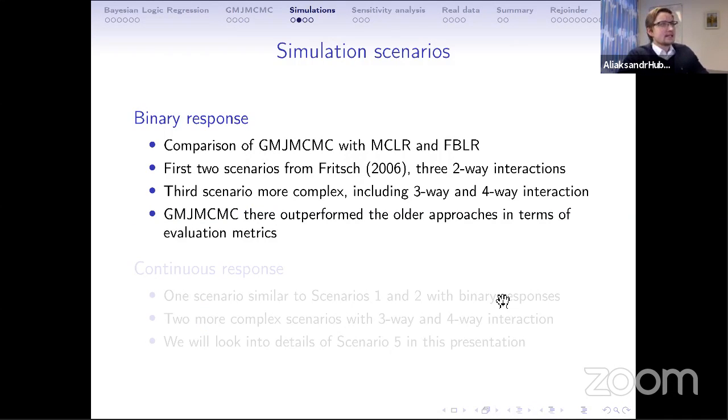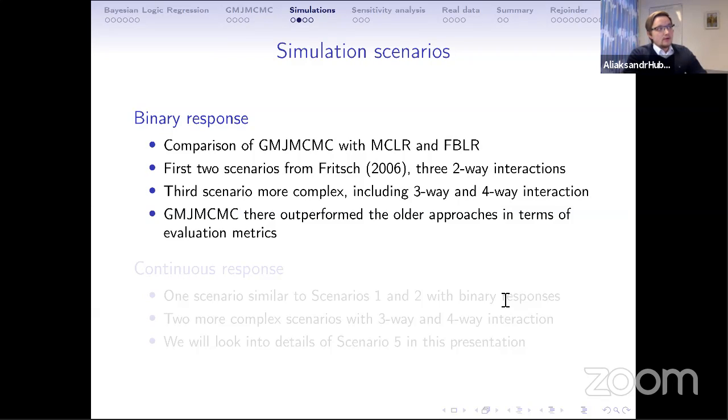We considered 6 simulation scenarios, 3 with Bernoulli responses and 3 with Gaussian responses. And for the Bernoulli responses, we could compare the approach with MCLR and FBLR, which have previously developed Monte Carlo Markov chain algorithms for inference on Bayesian logic regression. The first 2 scenarios were actually taken from Fritsch, now considering 3 two-way interactions. The third scenario here is a little bit more complex and includes 3-way and 4-way interactions of logical predictors.